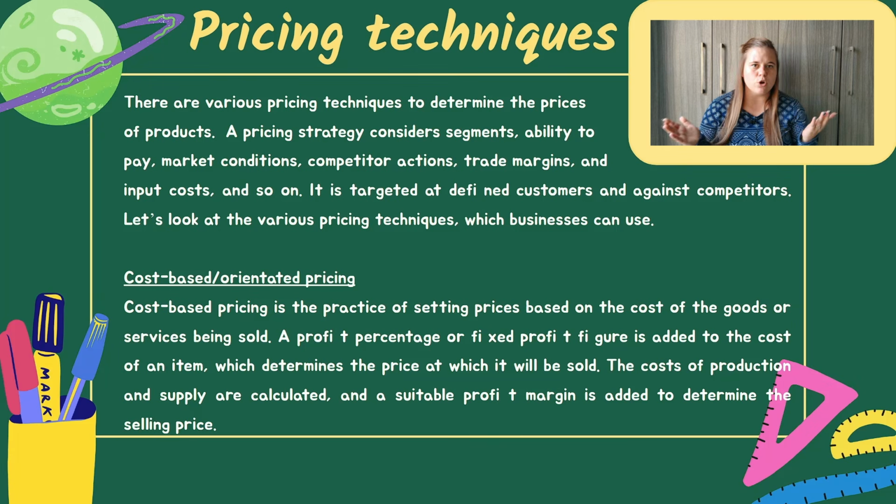So again, we're looking at our pancakes. It costs us 2 Rand a pancake, and we decide to sell it at 7 Rand. We can work out what the profit margin will be of that.